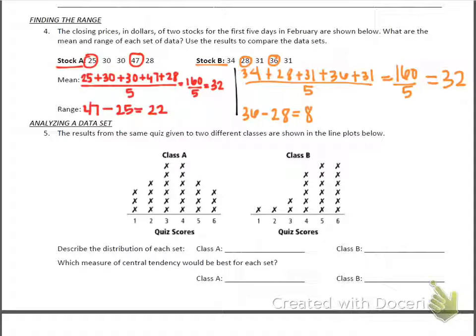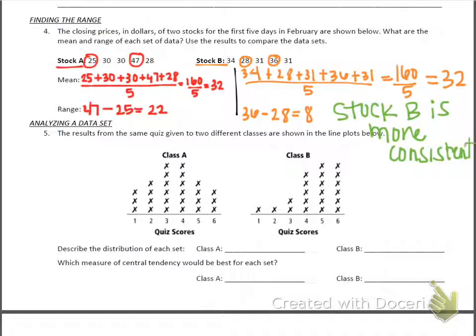I didn't really leave a space for that. So let's just make a note of that really quick. Stock B is more consistent. Let's just say that. Okay, so note somewhere, stock B is more consistent.